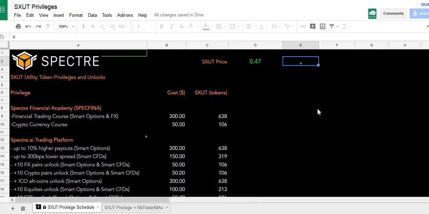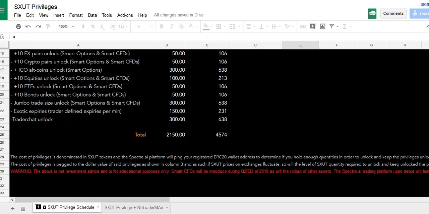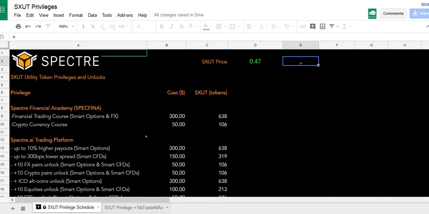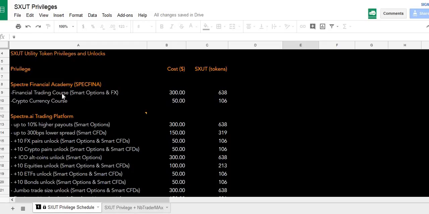But let's have a look at some of the benefits that you're going to get if you want to trade on this platform and you want to stake away or put away some of the SXUT tokens. So the first thing I'll mention are 2 training courses. From what I understand, the financial trading course, primarily for smart options and FX, is a 3 to 6-month training course. It's supposed to be super full on, goes into technical analysis training, and this is going to be available for anyone that puts the tokens into a wallet.